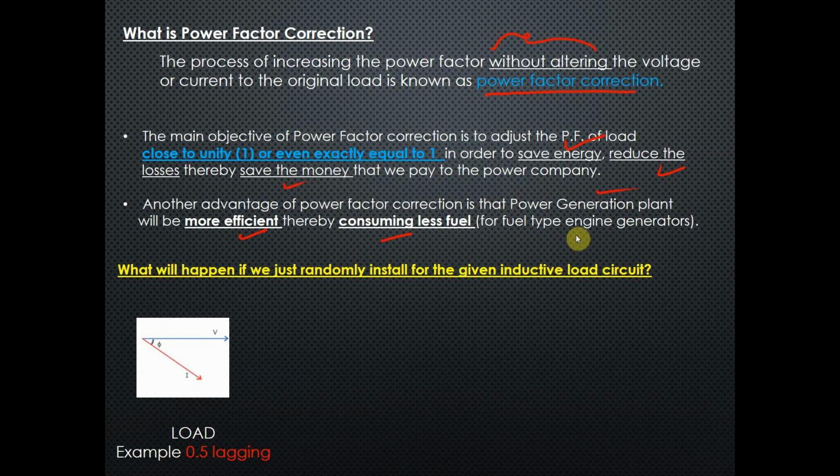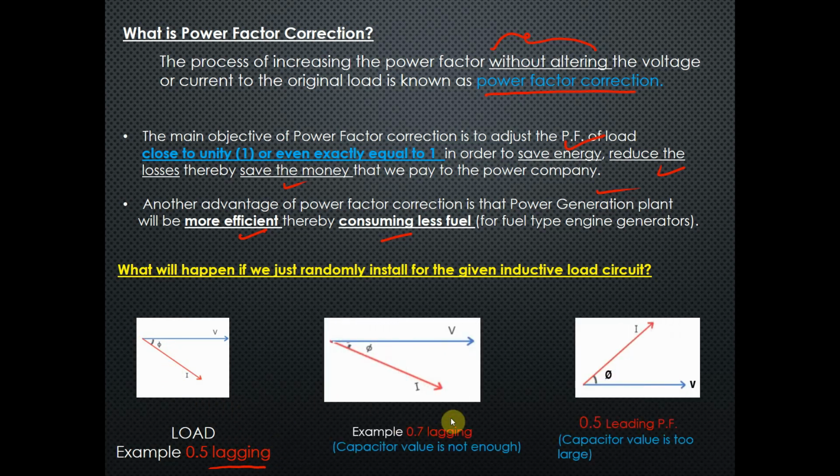Now, what will happen if we just select randomly a capacitor without having some calculations? Suppose this is the existing power factor of the system, 0.5 lagging, right? I mentioned here lagging, that means this phasor represents an inductive load, right? So now, if we put a capacitor randomly without calculation, maybe we had improved the power factor, but it's still not enough. Just like here, only 0.7. Still, 0.7 lagging still is not a good power factor.